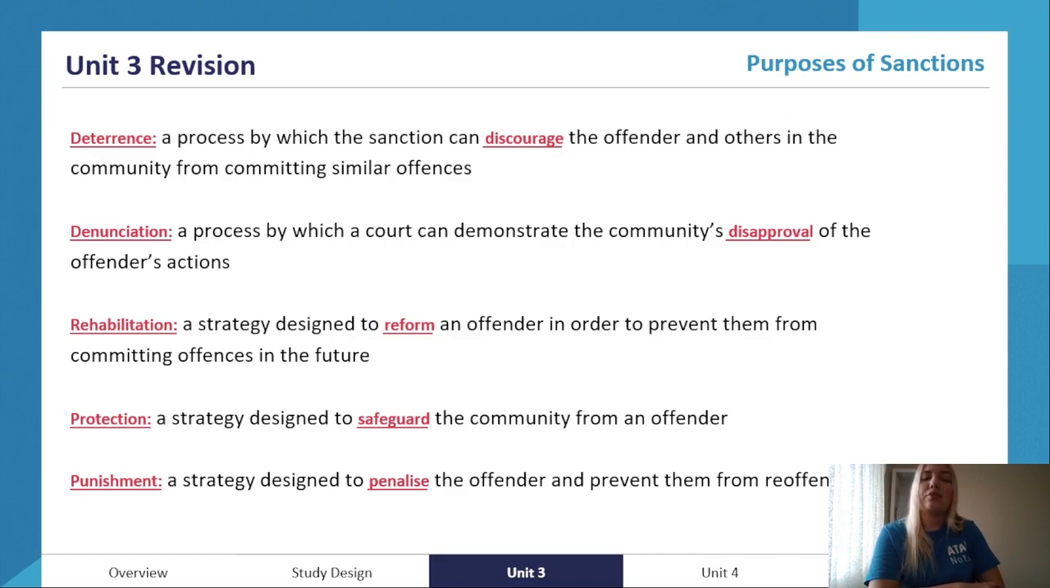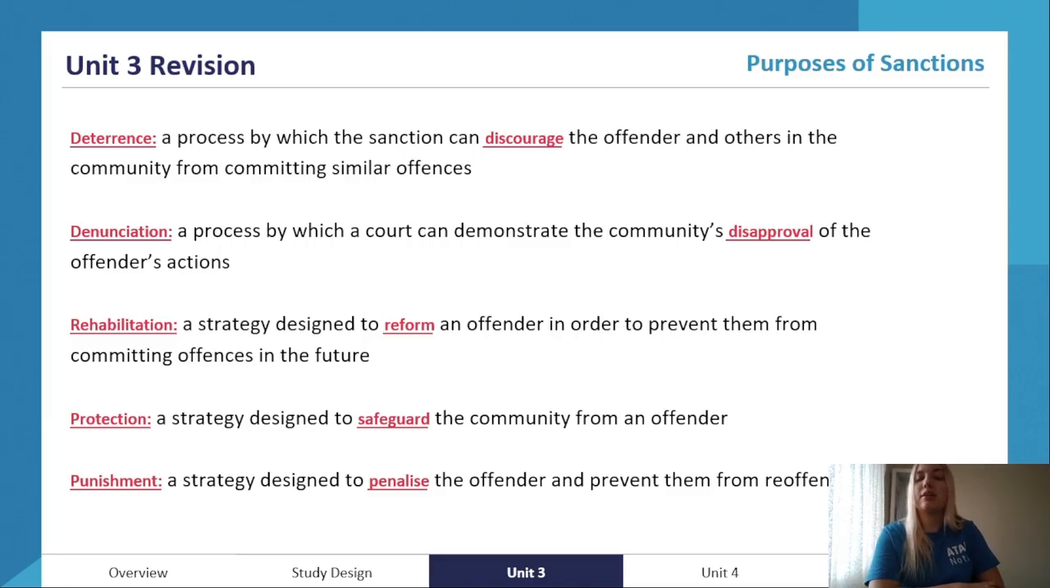Rehabilitation is designed to reform an offender to prevent them from committing crimes of a similar nature and getting stuck in the criminal justice system, and reduce recidivism, reduce reoffending. This is really the only purpose that results in a less severe sanction being imposed, with the hope of rehabilitating the offender. This is the only one purpose of its nature.